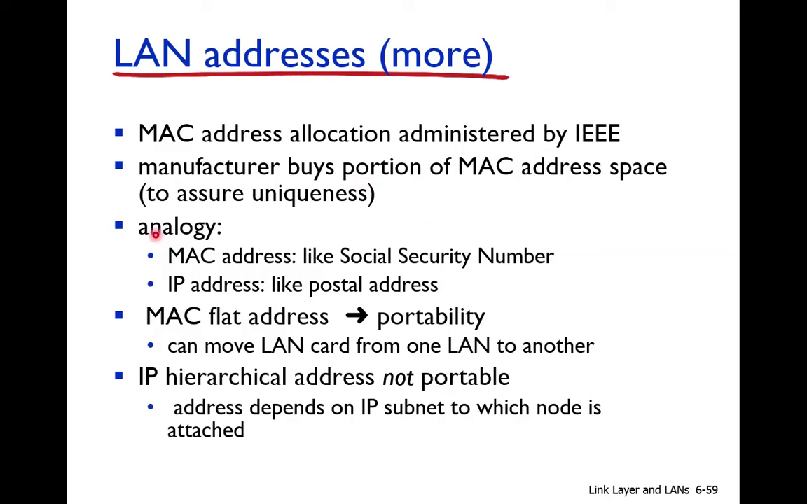Its analogy is that the MAC address is like a social security number, and the IP address is like a postal address. The postal address should be unique, but the social security number can be changed. The scope of the MAC address is local, and it is flat. We have already discussed this from a portability point of view: you can move a LAN card from one LAN to another LAN.